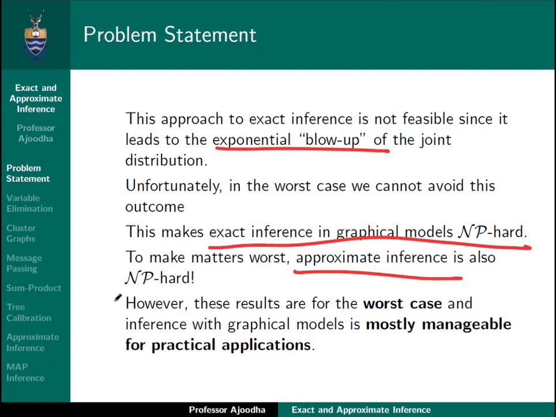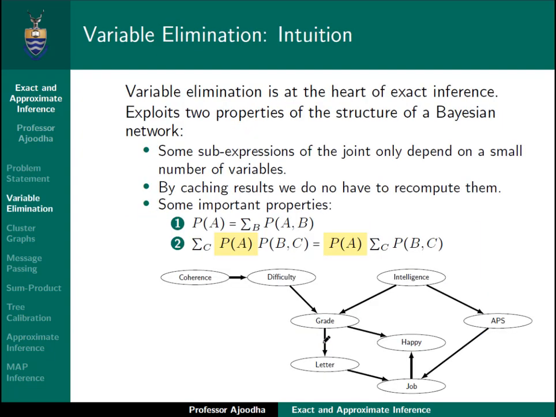So this is the good news. The good news is that these are the worst case results for exact and approximate inference, and most of the time, depending on the structure, inference is generally manageable. But even with very complicated structures, we can still have manageable inference. We'll see why, as there are some really good algorithms, and I'm going to show you how to do inference efficiently for these type of problems. So that's the problem statement, and now we need a solution.